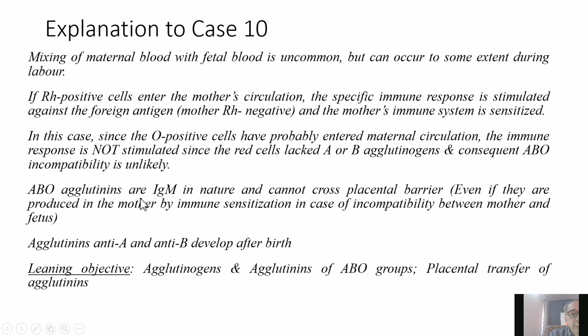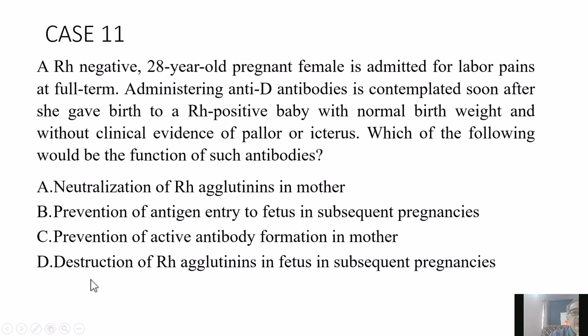As I said, ABO agglutinins are IgM in nature, even if they are formed by some other incompatibility. They cannot cross the placenta. And agglutinins anti-A and anti-B develop only after birth by exposure to food and other substances, not inside fetal intrauterine life. The learning objective: agglutinogen, agglutinins, ABO blood group, placental transfer of agglutinins.